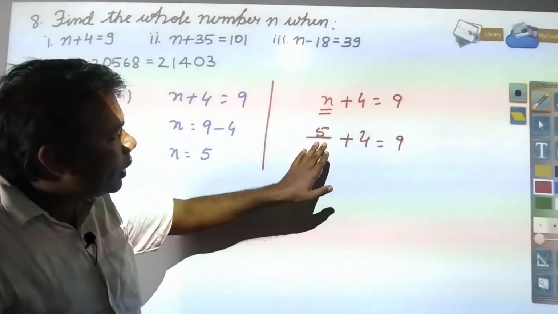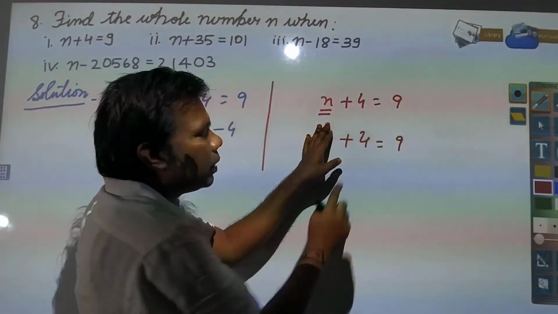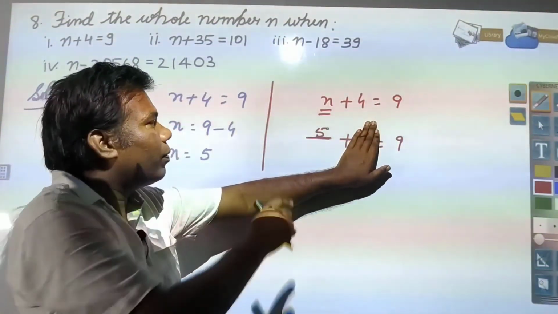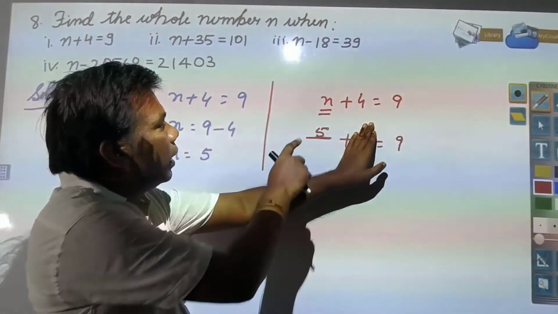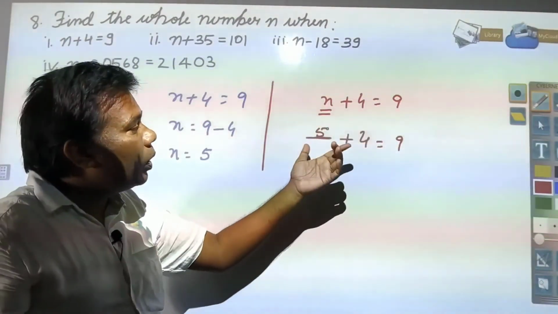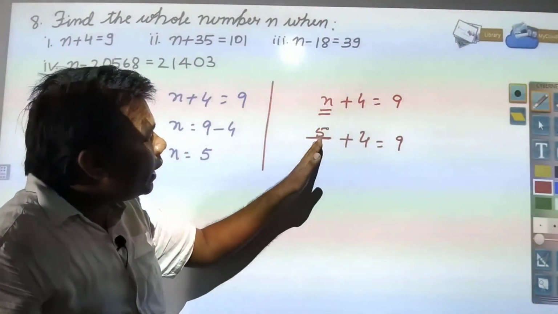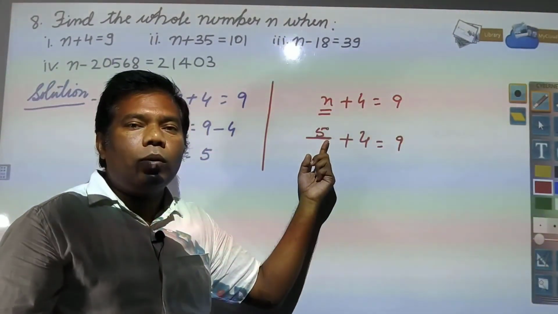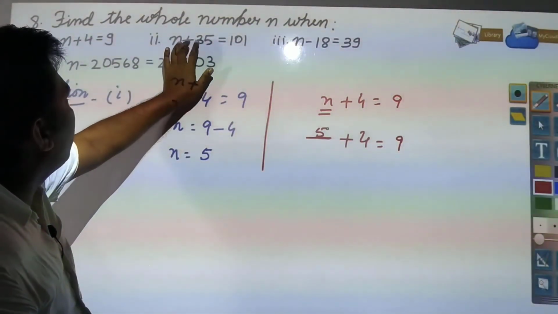Suppose if you want to know this number, you just need to subtract 4 from the sum. And if you want to know the other number, suppose 4 you don't know and 5 you know, what needs to be done? This number is required to be subtracted from the sum. So if two numbers are there and the sum has been given, any number can be subtracted from the sum and the other number can be found out. In the same way it is required to be done here also.